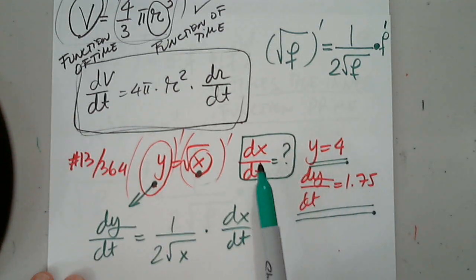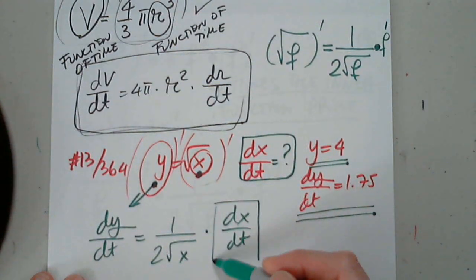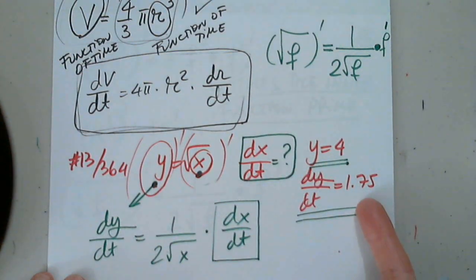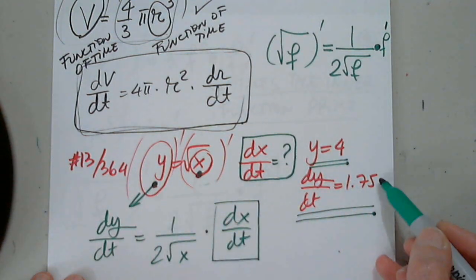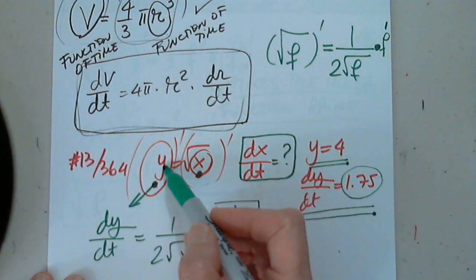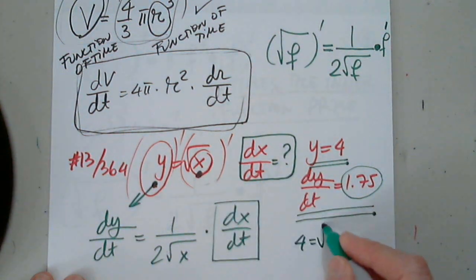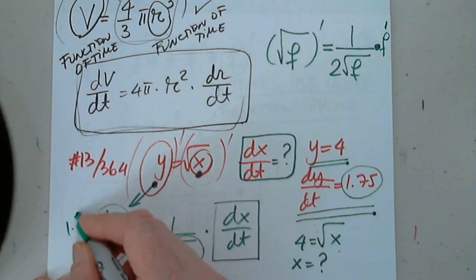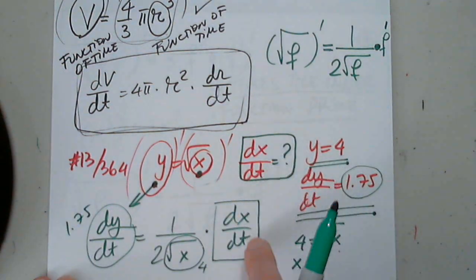Good. So in order to determine this, we have to plug in. One option would be to replace dy over dt by 1.75. And we're given y, we're not given x, but that's no problem. If I'm given y as 4, 4 equals the square root of x. We don't need to find x. The square root of x is 4. So this piece is 4. This piece is 1.75. And they're asking us to find dx over dt.